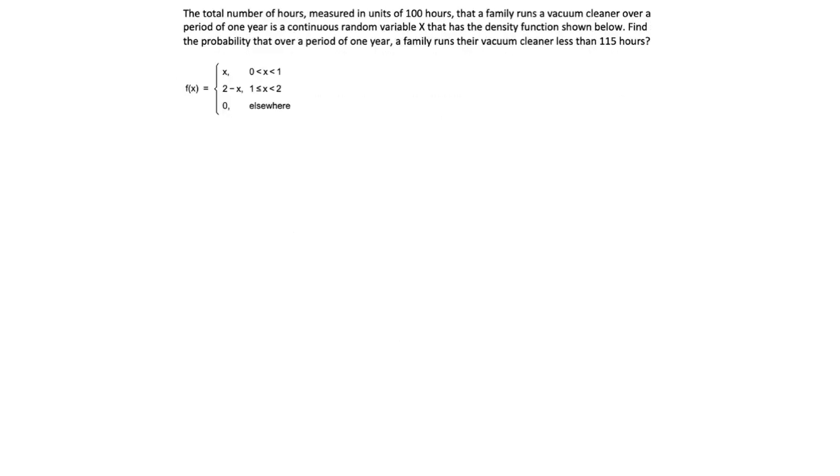The total number of hours, measured in units of 100 hours, that a family runs a vacuum cleaner over a period of 1 year is a continuous random variable that has the density function shown here. Find the probability that over a period of 1 year, a family runs their vacuum cleaner less than 115 hours. First, notice that x is measured in hundreds of hours. So 115 hours corresponds to x equal 1.15.